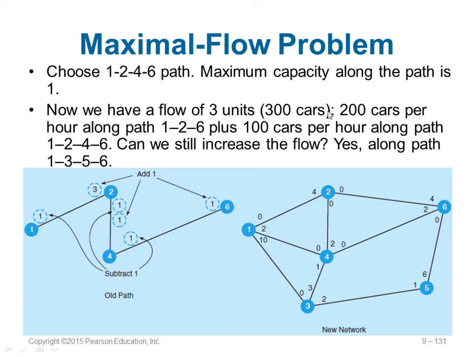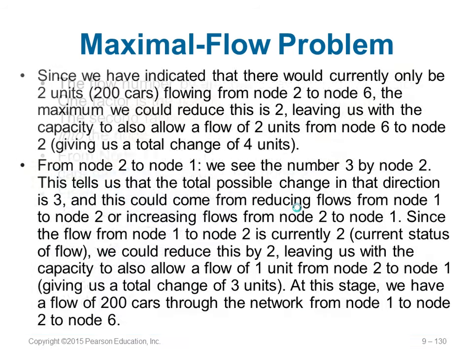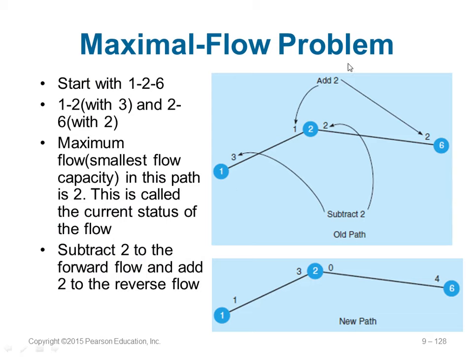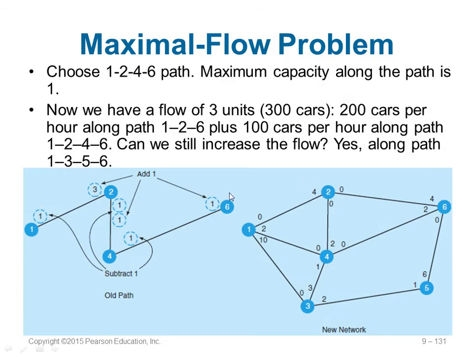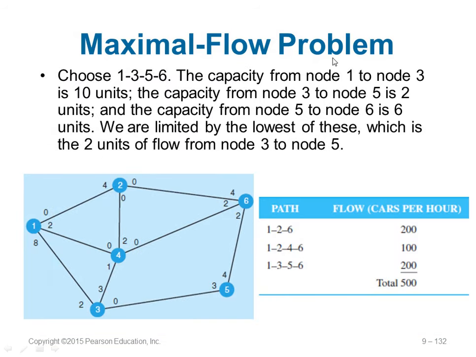So meaning you have 3 units now, 3 cars can go. 1 car can go through 1, 2 and 6, which is this route here. 200 cars can go through 1, 2 and 6, and 100 cars can go through 1, 2, 4 and 6. So 100 plus 200, you have 300 now. Can we still increase? Yes, there's a route 1, 3, 5, 6. So you can try that route as well.